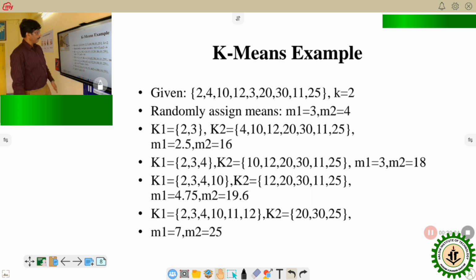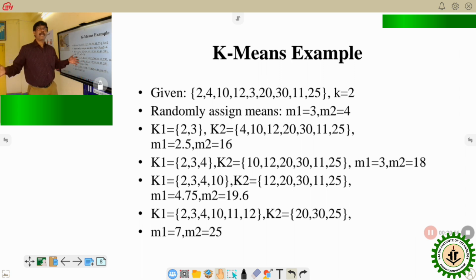Similarly, say for example the next point is 25. Look at 25. 25 minus 4.75 is 21.25. 25 minus 19.6, how much is it? It is 5.4. So 5.4 is less than 21.25. So that particular point 25 belongs to the second cluster.